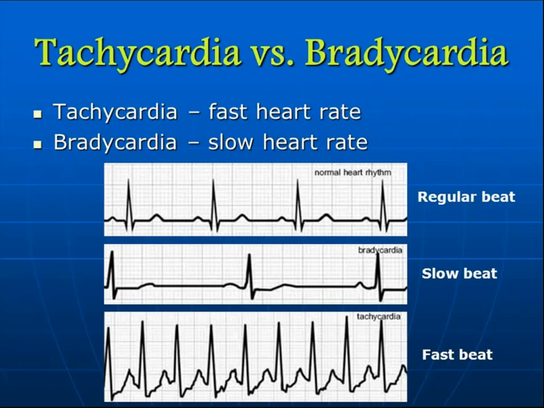So when looking at heart rate, there's a couple of issues we may run into. One being tachycardia, which would be an abnormally fast heart rate. So here we have a normal, kind of stable heartbeat, whereas the fast beat is kind of disorganized, it's not as smooth, there's not as much space in between beats. Bradycardia would be a slow heart rate, so we have a long period of time between subsequent heartbeats.